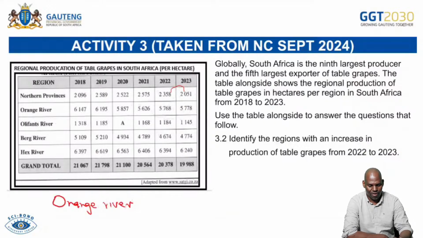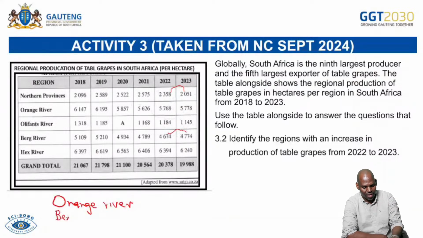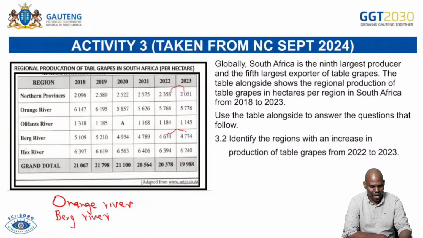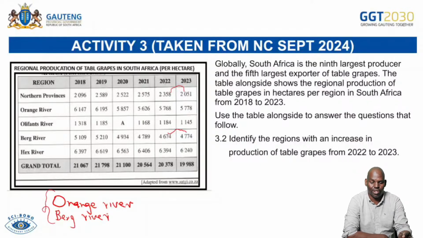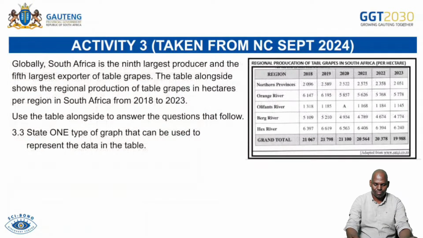Berg River 4,674 to 4,774, that is an increase. So we can also say the Berg River region. Okay, then we go to Hex River, 6,394 to 6,240, it's a decline. So we've got only two regions, and that is exactly what the examiner was looking for: Orange River and Berg River. So in some cases, don't just assume that I got the final answer. You must also check with the rest of the other regions.